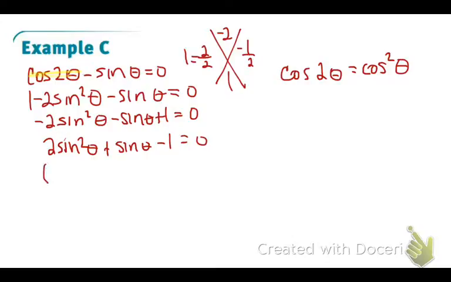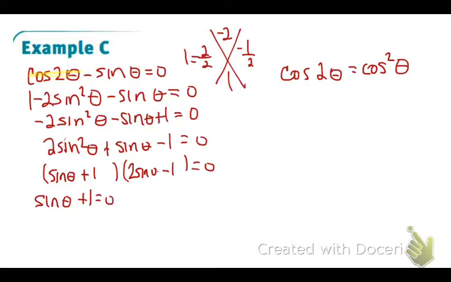Okay, let's put them back. So let's do this one. That's going to be sine theta plus 1. And then your other one, remember the denominator is the coefficient. So 2 sine theta minus 1. And then split them up. So the sine theta plus 1 equals 0, and the 2 sine theta minus 1 equals 0. So here, sine theta would equal negative 1. Where is that on the unit circle? Where does sine theta equal negative 1?